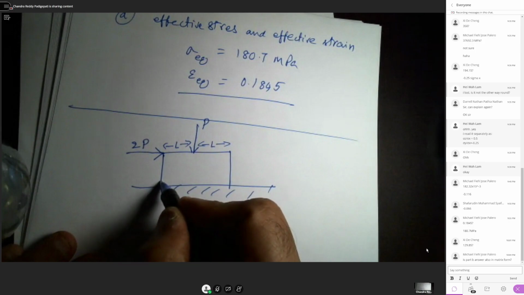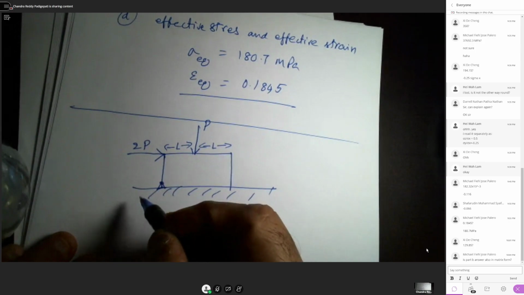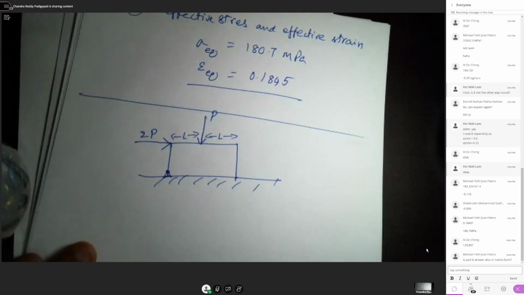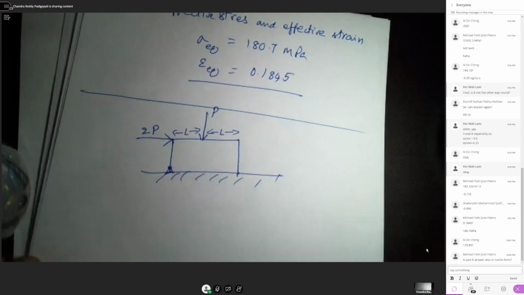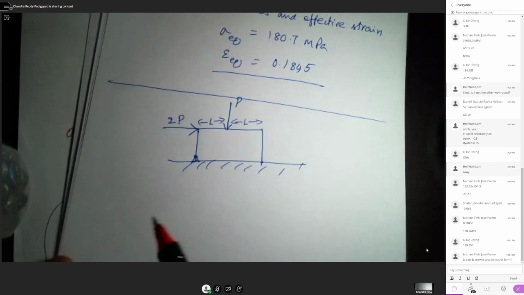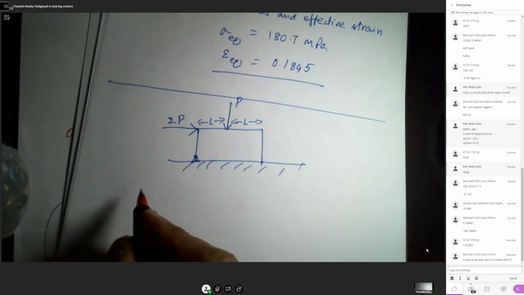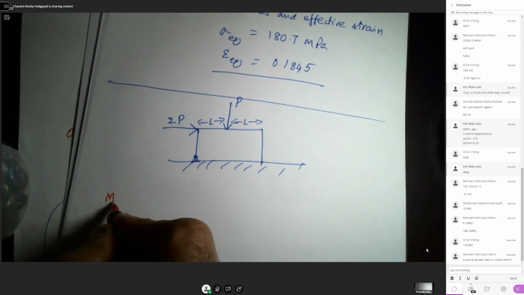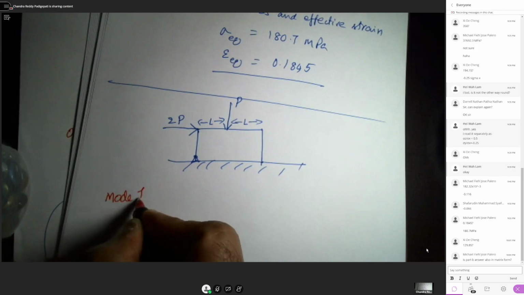Here the beam is connected with a pin. At the bottom here, this is connected to the ground. So this is the scenario. Now we can write the collapse modes. So we can write mode one.